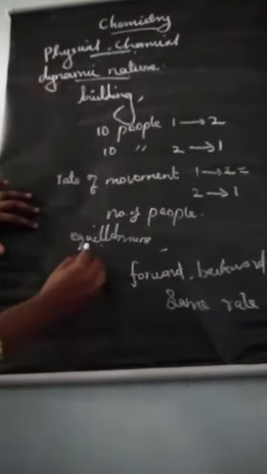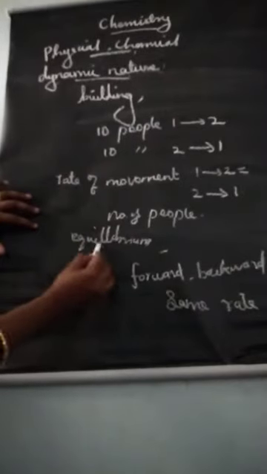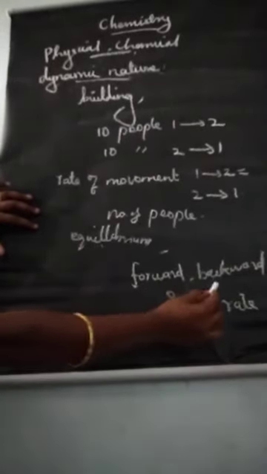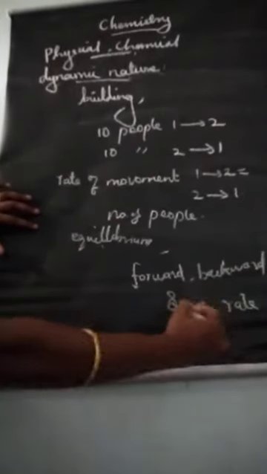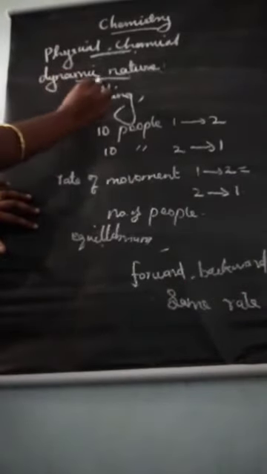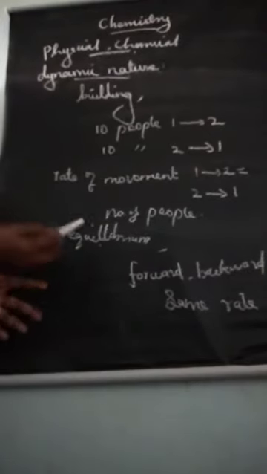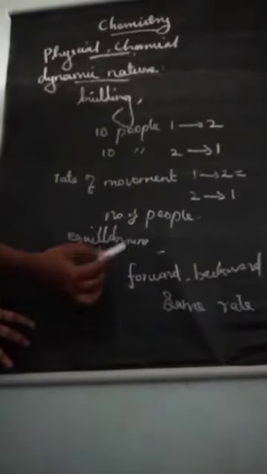This is the definition of dynamic equilibrium. At equilibrium, both forward and backward reactions are at the same rate. So chemical equilibrium is referred to as dynamic equilibrium. Understand? Why do we say this is dynamic equilibrium? Because at equilibrium, both forward and backward reactions are at the same rate.